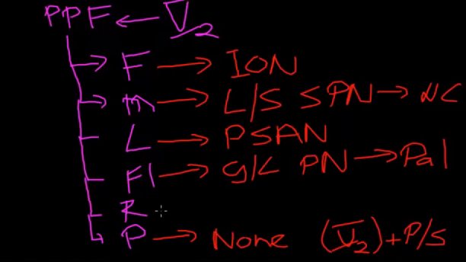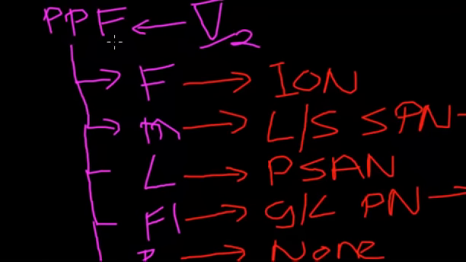And very lastly, the roof. The good news is the roof has none. So these are all the branches of the maxillary division of the trigeminal nerve. And it all happens in the pterygopalatine fossa. That's the key structure to understand.